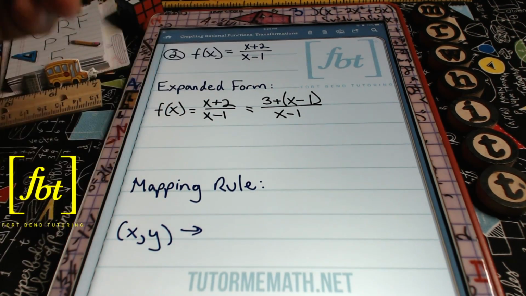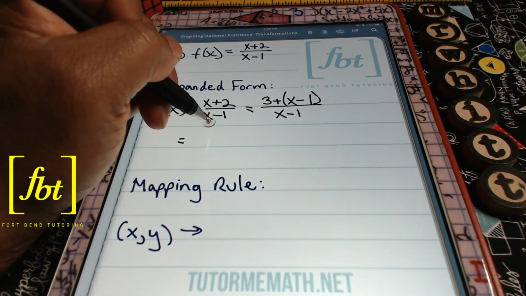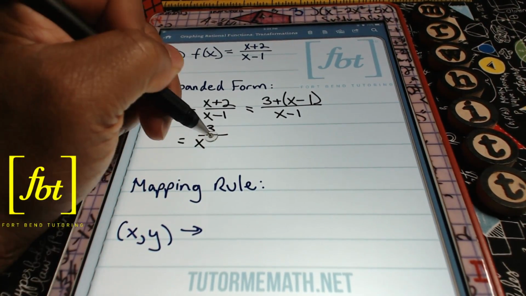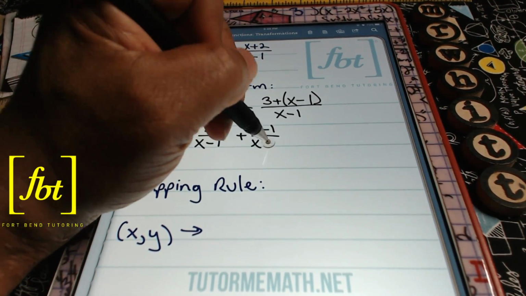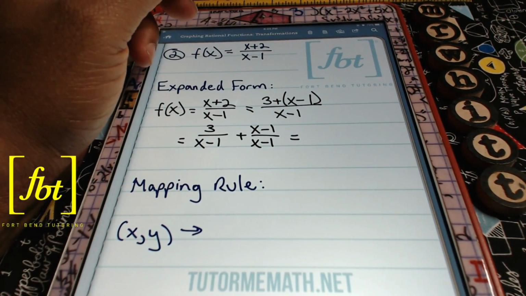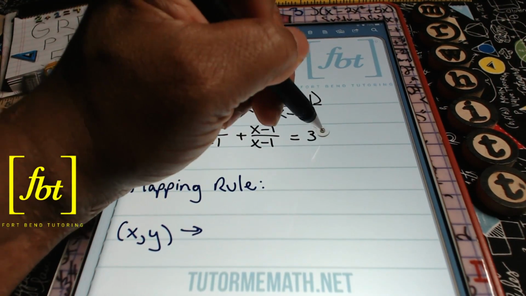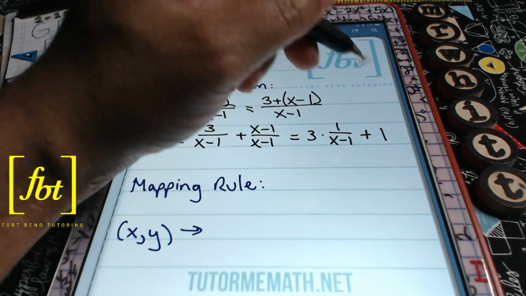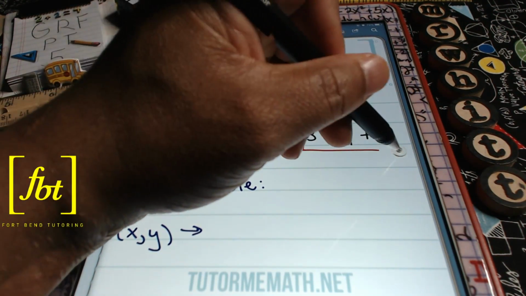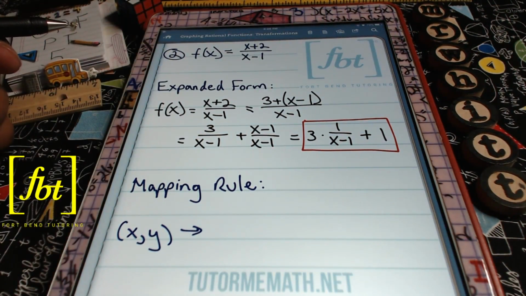From here, we'll start expanding this. So we'll rewrite this as 3 over the denominator of x minus 1 plus x minus 1 divided by x minus 1. From here, you'll get your final form of 3 times 1 divided by x minus 1, plus 1. And this is our expanded form of our original function.